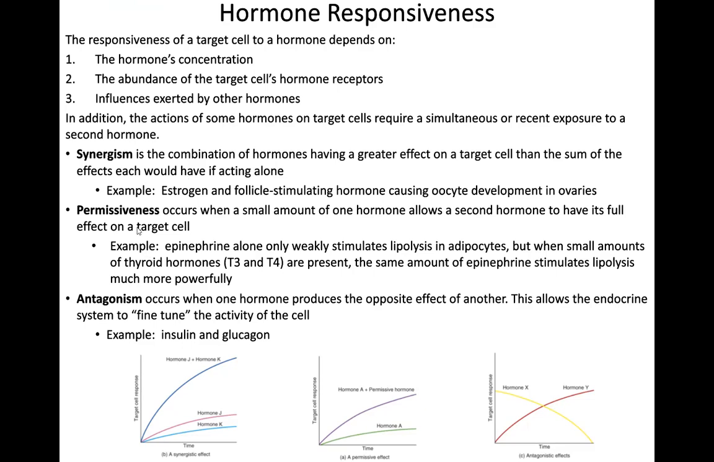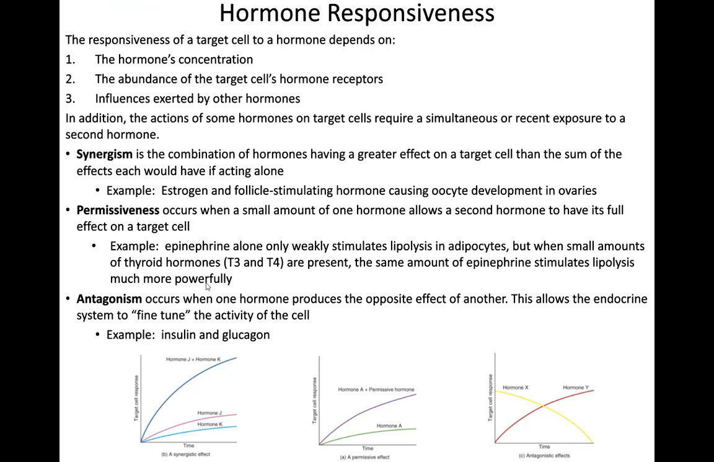Okay. Permissiveness or a permissive effect occurs when a small amount of one hormone allows a second hormone to have its full effect on a target cell. So think permissive, it's like going to permit something else to do its job. Okay. Hormone A by itself produces a weak response, but when added with a permissive hormone, a really strong response occurs. Okay. Example of a permissiveness or permissive effect occurs when epinephrine, which alone weakly stimulates the breakdown of fat, but when small amounts of T3 and T4, the thyroid hormones, are present, that same amount of epinephrine stimulates breakdown of fat much more powerfully.